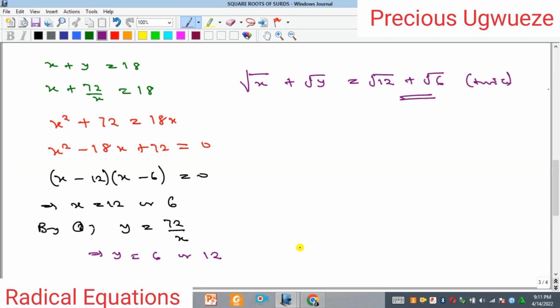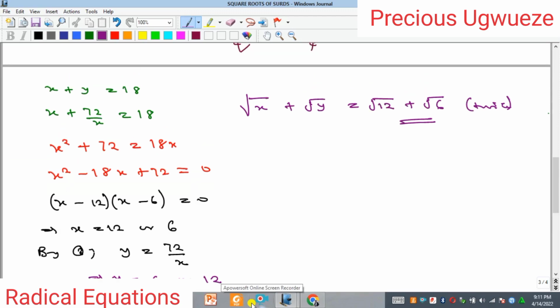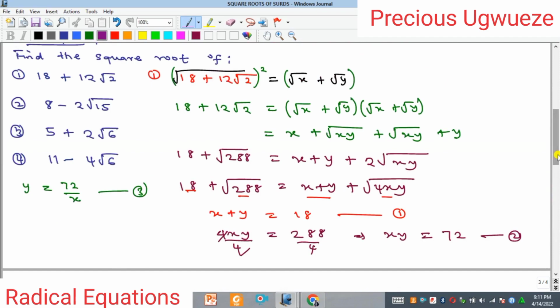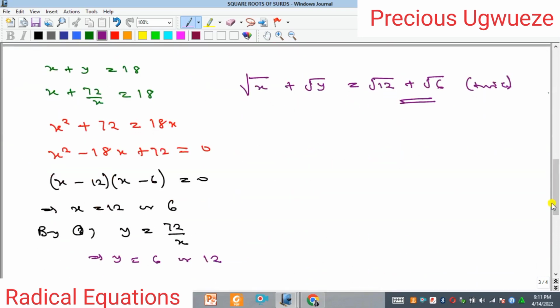Okay, so we'll quickly look at example 2. Example 2 says that we should now find the square root of 8 minus 2 root 15. 8 minus 2 root 15. And let's quickly go to that. Example 2, the square root of 8 minus 2 root 15.